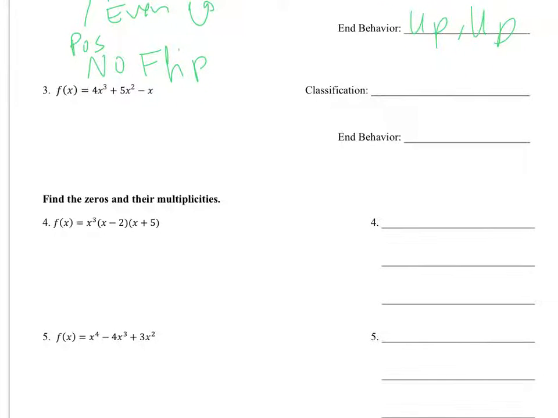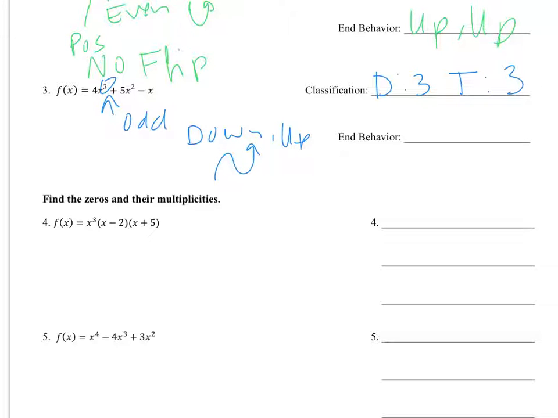And the third one, classification, my degree would be 3, because it's the highest exponent. Terms would also be 3. And behavior, it is odd. So again, odd is down, up. Or I guess I could draw it like that. And then I look, no flip. So if it's no flip, then it's still down, up.